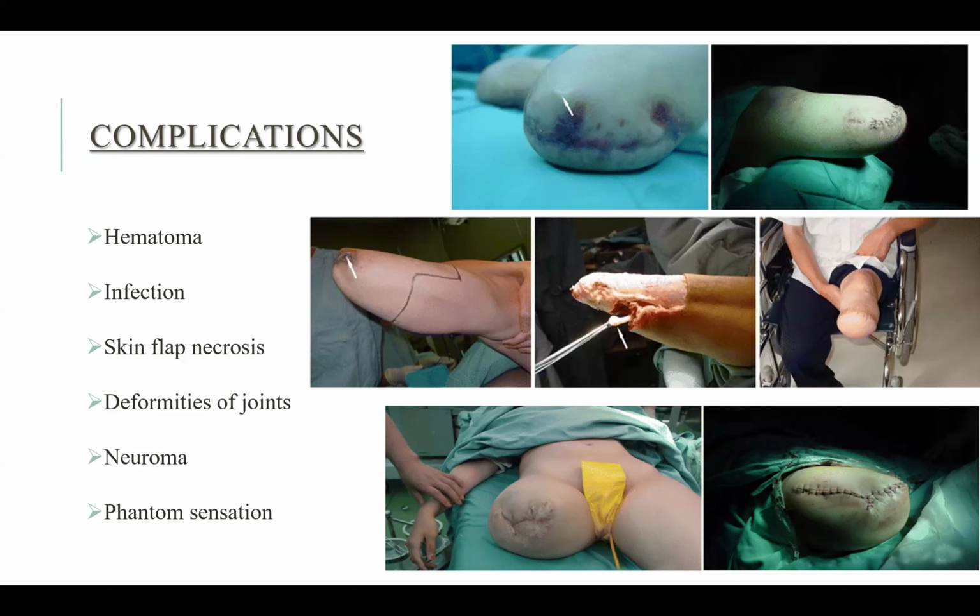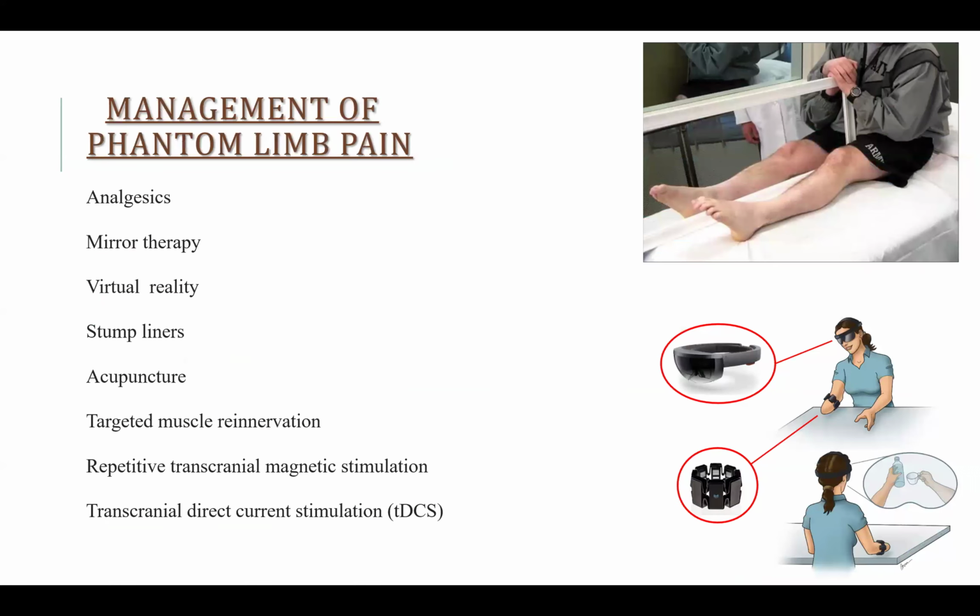Phantom sensation is the sensation as if the amputated part is still present, and it is usually seen immediately in the post-op period. It can be managed by analgesics, mirror therapy, virtual reality, stump blindness, acupuncture, targeted muscle reinnervation, or repetitive transcranial magnetic stimulation. Various methods are available.